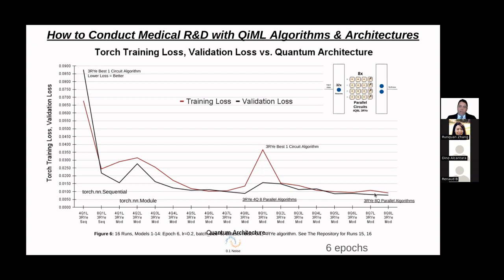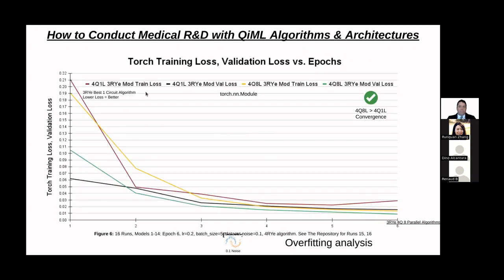So what I put up here is this last circuit, this 4-qubit 8L 3RY. So the 3RY is the algorithm, okay? And then the 4Q8L means it's 4 qubits, and there's 8 of them in parallel. So 8 times 4 requires 32 neurons in the code. And you can see the code examples of this too.